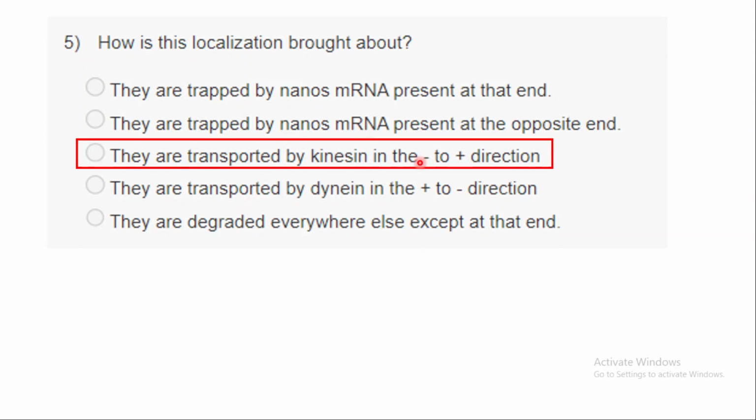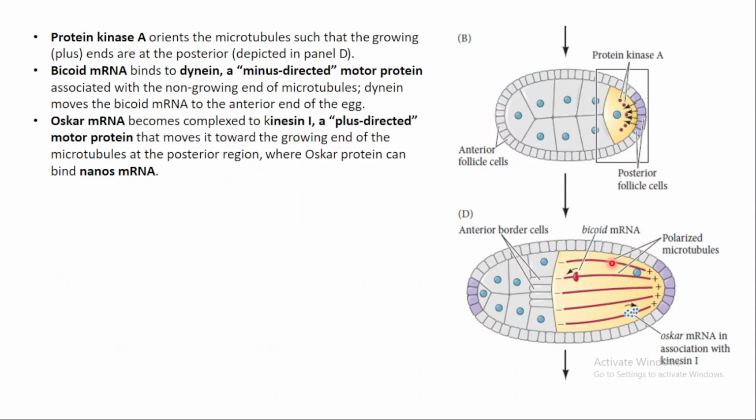But the correct answer to this question is that Oscar mRNA sits on the kinesin motor and moves from minus to plus end directed. So you can see here they are plus-end directed motors, and Oscar will sit on kinesin and with the help of that will move to the posterior side.